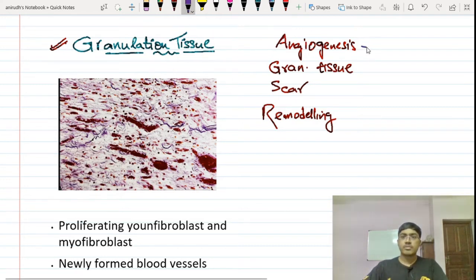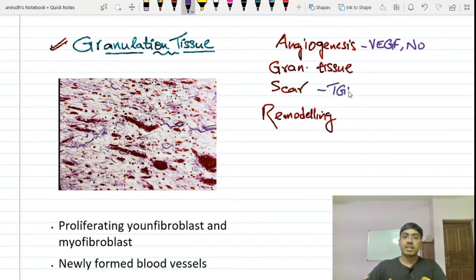Angiogenesis is actually accomplished by VEGF, vascular endothelial growth factor, and nitric oxide. Granulation tissue is thus produced here, isn't it? And scar formation, obviously, is with the help of your fibroblasts, and we have transforming growth factor beta, which is very important for the laying down of collagen within the granulation tissue. So this leads to the formation of a scar. Collagen deposition is very important within the granulation tissue so as to form a scar. And while it is getting remodeled, the enzyme here is matrix metalloprotease.